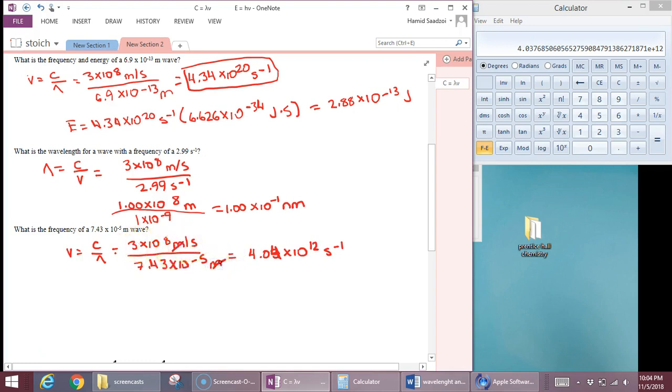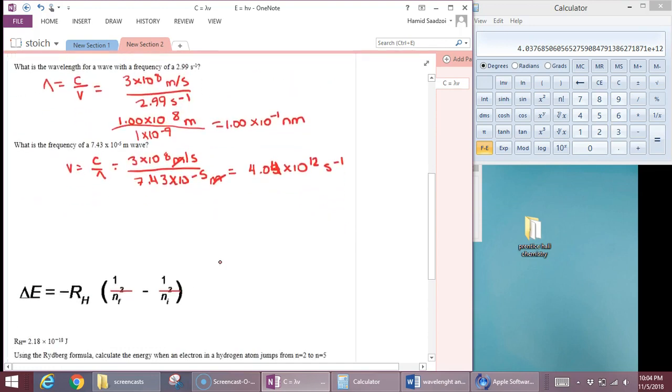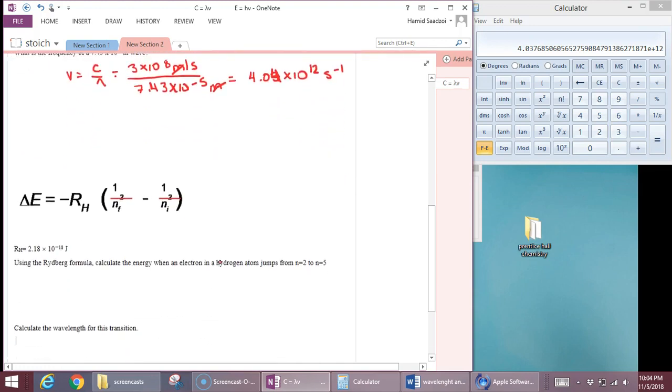Alright, so let's take it a little step further. What if you want to figure out how much energy is needed as an electron jumps from one shell to the other? This involves a different equation. This equation involves a constant, which is RH, 2.18 times 10 to negative 18 joules. NF is the shell you jump to, your final destination. This could be going up or down, and NI is where you started. And in both situations, you square the numbers.